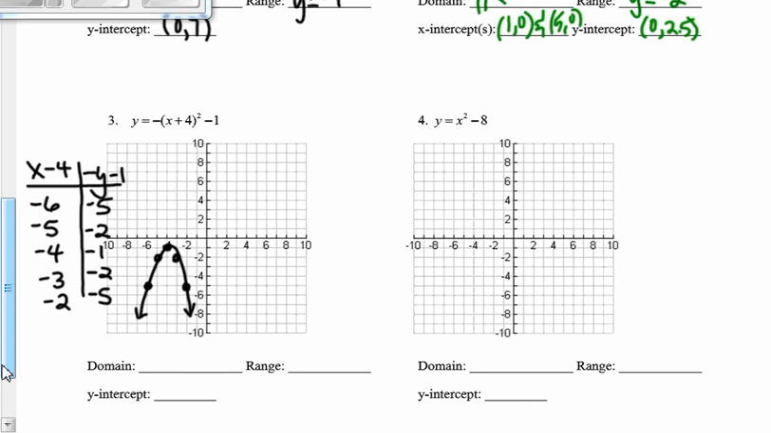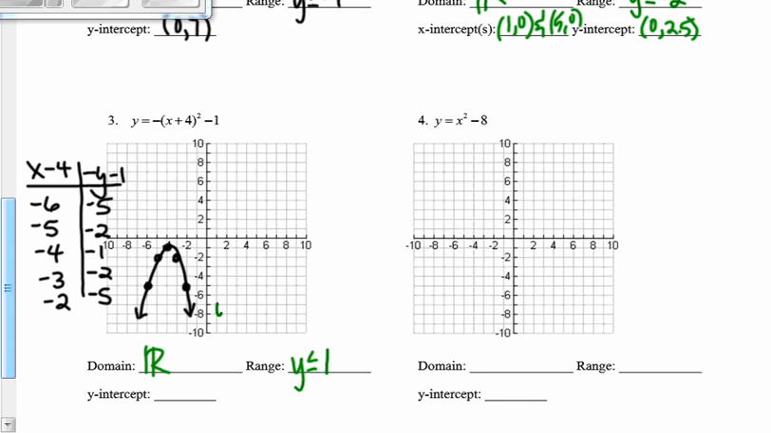Domain, all real numbers. The range, this time the very highest y value is 1 and it goes under 1, so y is less than or equal to 1. And the y-intercept, again, I'm going to have to solve for this because I can't see what the y-intercept is just by looking at my graph.